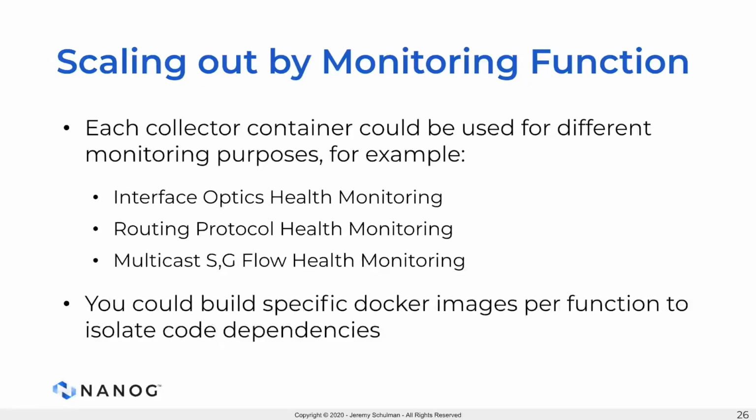Another aspect, rather than just slicing by metadata, was slicing by actual monitoring purposes. For example, I might have an interface optics health monitoring set of collectors, and those could be a container image. I might want a different container image for monitoring my routing protocols, and another for monitoring my multicast flows. Again, the controls here gave me choice about how I wanted to deploy the collectors in my environment.